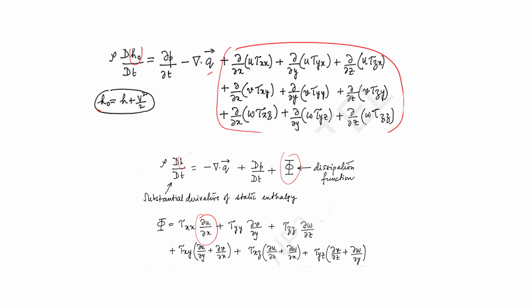If we write it in a different form, then it will be rho dh upon dt equals minus del dot q vector plus dp upon dt plus phi, where phi is the dissipation function, and its value is given by phi equals tau xx dou u by dou x plus tau yy dou v by dou y plus tau zz dou w by dou z plus tau xy times dou u by dou y plus dou v by dou x plus tau xz times dou u by dou z plus dou w by dou x plus tau yz times dou v by dou z plus dou w by dou y.